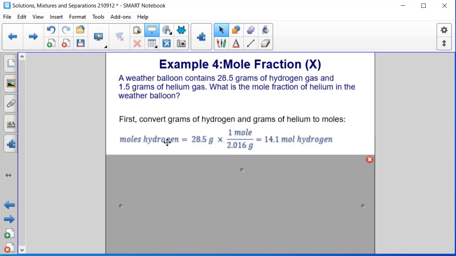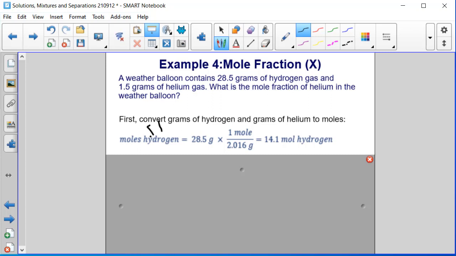So hydrogen, remember, is not just H. Remember that hydrogen is H2. It's a diatomic H2. So if we have 28.5 grams of it, divide by the molar mass, which is approximately 2.016 grams per mole, we get 14.1 moles of hydrogen, H2.